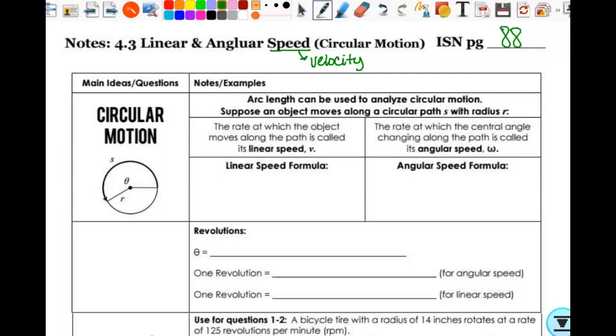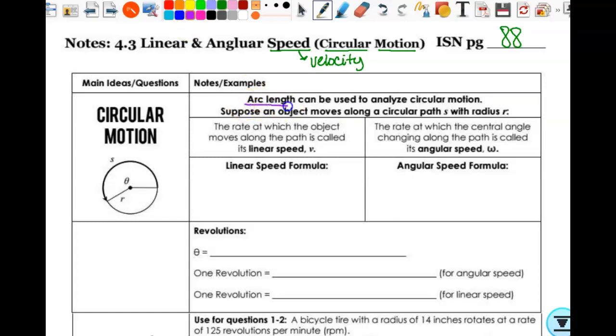All right, and we're not just talking about linear and angular speed in general. We are talking specifically circular motion. So it's all going to be within a circle for us, going around in circles, revolutions and whatnot, which is where the angular speed comes in. But linear speed, that's something you don't necessarily have to be on a circle for. So here's what this says.